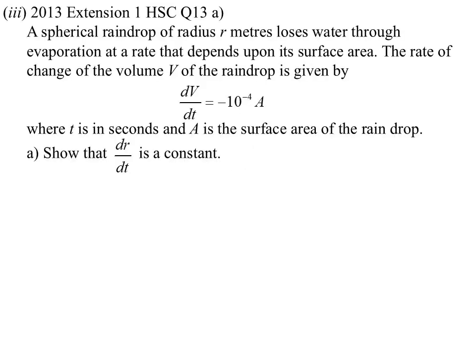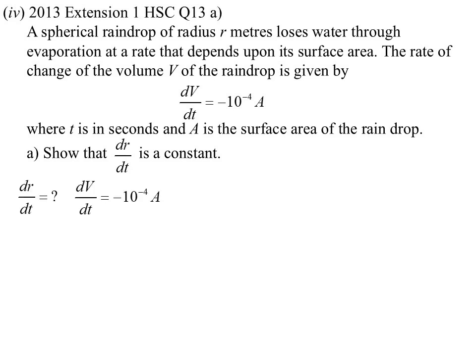A spherical raindrop, that's kind of handy. We've got formulas for spheres. Imagine if it was an actual raindrop. It loses water through evaporation at a rate that depends upon its surface area, and they've given us that rate. dV/dt is minus 10 to the negative 4 times its surface area. We have to show that the rate of change of the radius is constant. We want an expression for dr/dt.